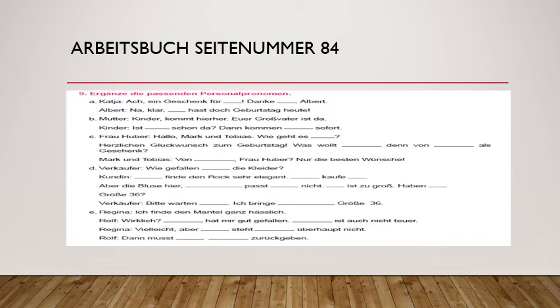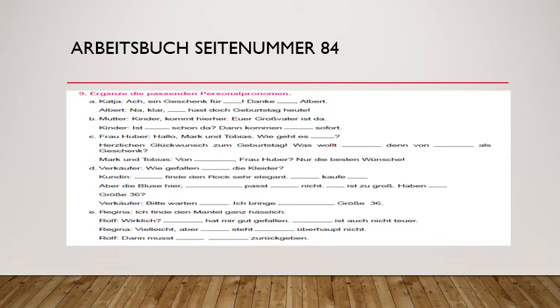Okay. Frau Huber's dialogue with Mark and Tobias. Hello Mark and Tobias, how are you? Now here she is talking to more than one person. So you always remember you have to use the ihr form. And es geht is dative. So you have to use the dative form of ihr. That is euch. Okay. So here we get euch. Herzlichen Glückwunsch zum Geburtstag. Heartiest greetings on your birthday, happy birthday.